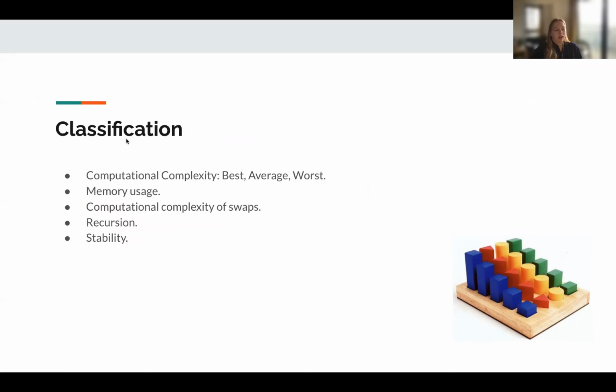So sorting algorithms can be classified by these parameters. First of all, the first important bit, computational complexity in best, average, and worst case scenarios. Then memory usage. Some sorting algorithms require additional memory, some do not. Computational complexity of swaps that I just mentioned. Some of the sorts require a bigger number of swaps. Some of them have a thing named stability.